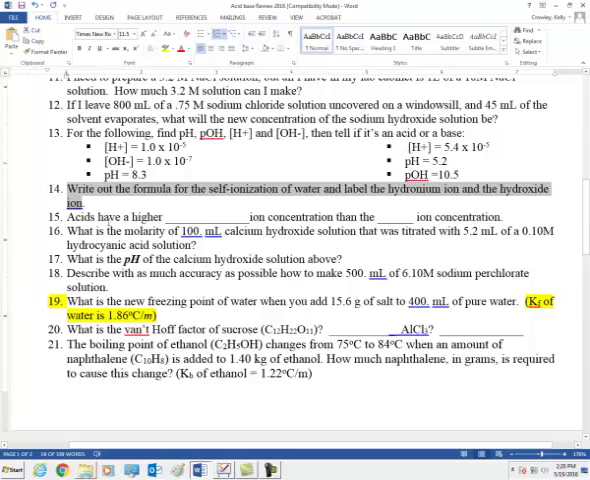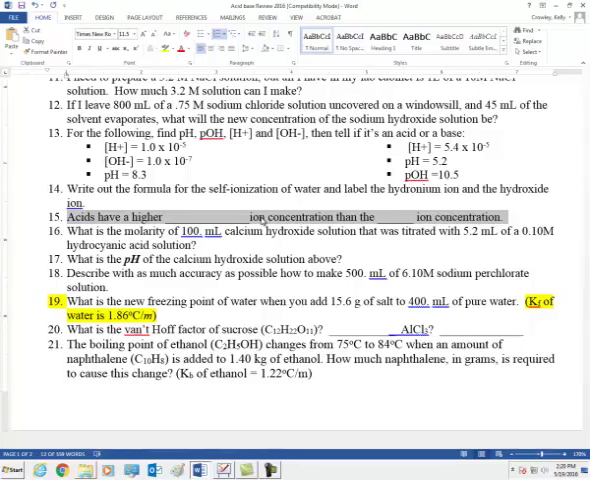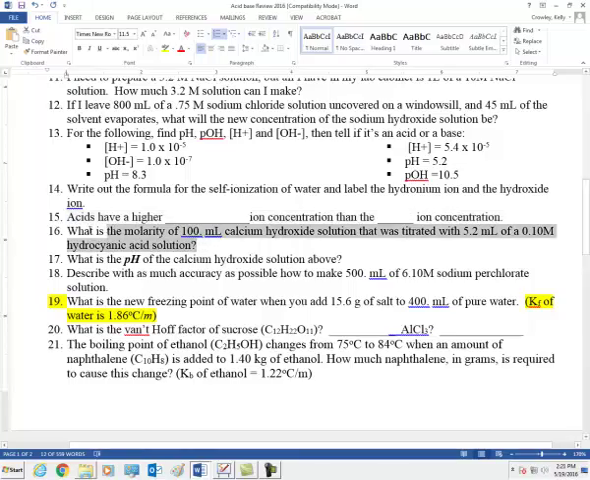Okay, number 15. This is easy. I'm not going to do a problem on this on a separate sheet. Acids have higher what ion concentration? What are they known for making? Do they make hydroxides or hydrogens? Hydrogen ions. So you can call it hydronium, you can call it hydrogen ion, whatever. But acids will have a higher hydrogen ion concentration than the OH ion. So acids have higher concentration of H versus OH. All right, let's do number 16.